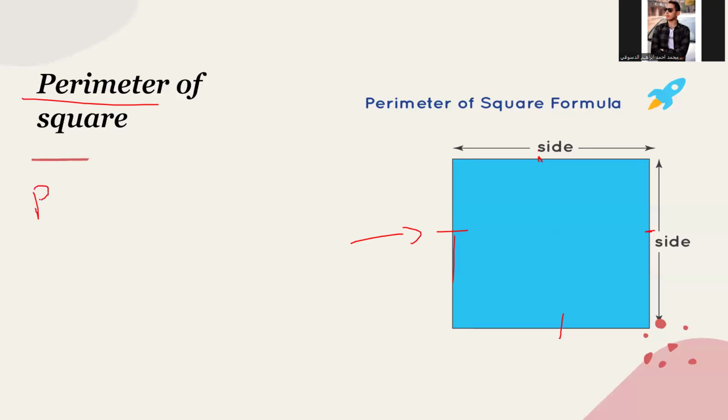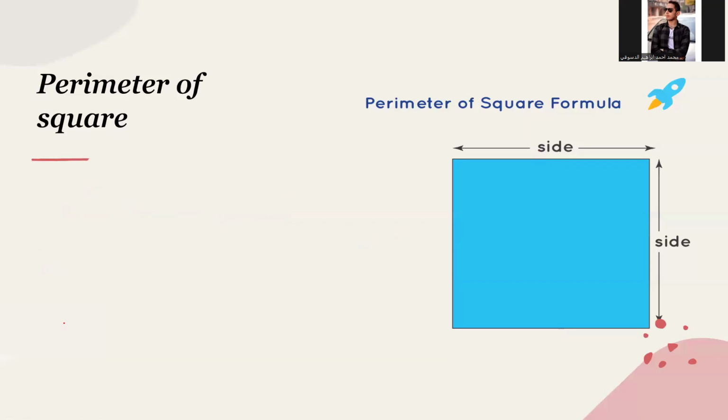Okay. So the perimeter is the first side, that's S. We say that this side is S, and all of the sides are equal. So the perimeter is this side plus the second side plus the third side plus the fourth side. That means if I take S as a common factor, the perimeter is 4 times S.